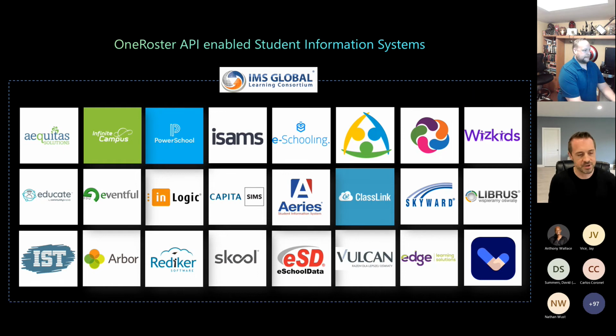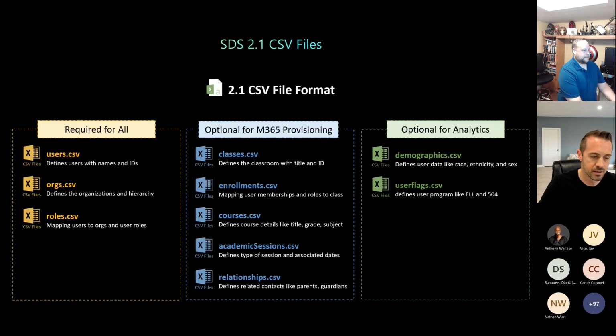But as I mentioned, we do support API connections. Here's a look at 24 SISs that we have direct API integration with. This is an ever-growing list, and so basically it will continue to evolve as we move forward. We would love to add more student information systems going forward, assuming they can support the APIs that we need in order to integrate. Again, we also support the 2.1 CSV file format. It's broken down in this way.